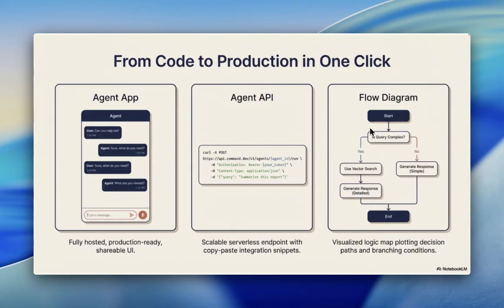From code to production in one click. Agent app: can you help me? Sure, what do you need? Agent API. So the agent API calls this agent and sends the query. The flow diagram is: you start, is the query complex? Yes, use vector search and generate a response; if no, generate a response. Fully hosted, production-ready, scalable serverless endpoint with copy-paste integration snippets, visualized logic map, plotting decision paths and branching conditions.